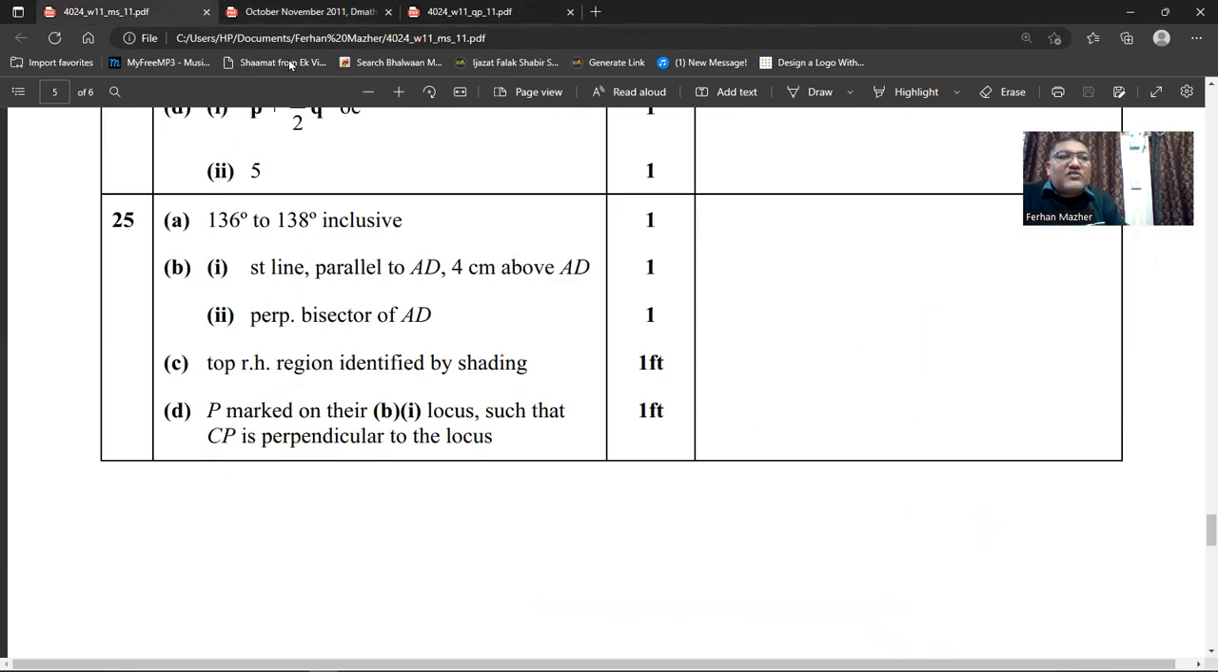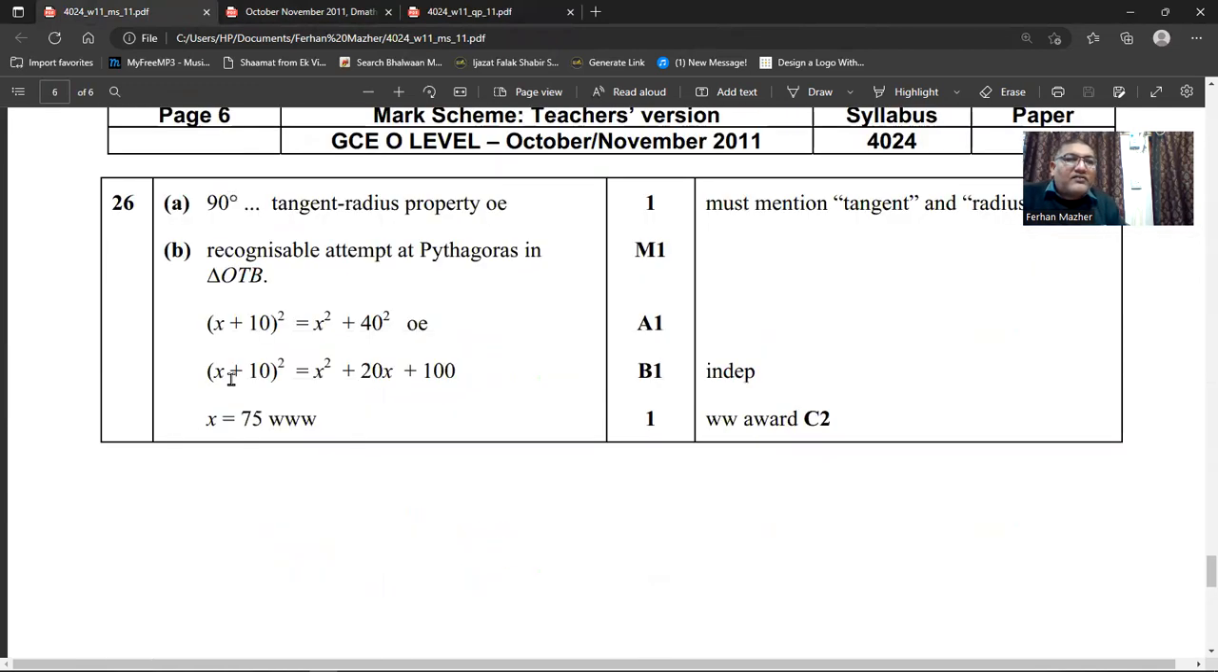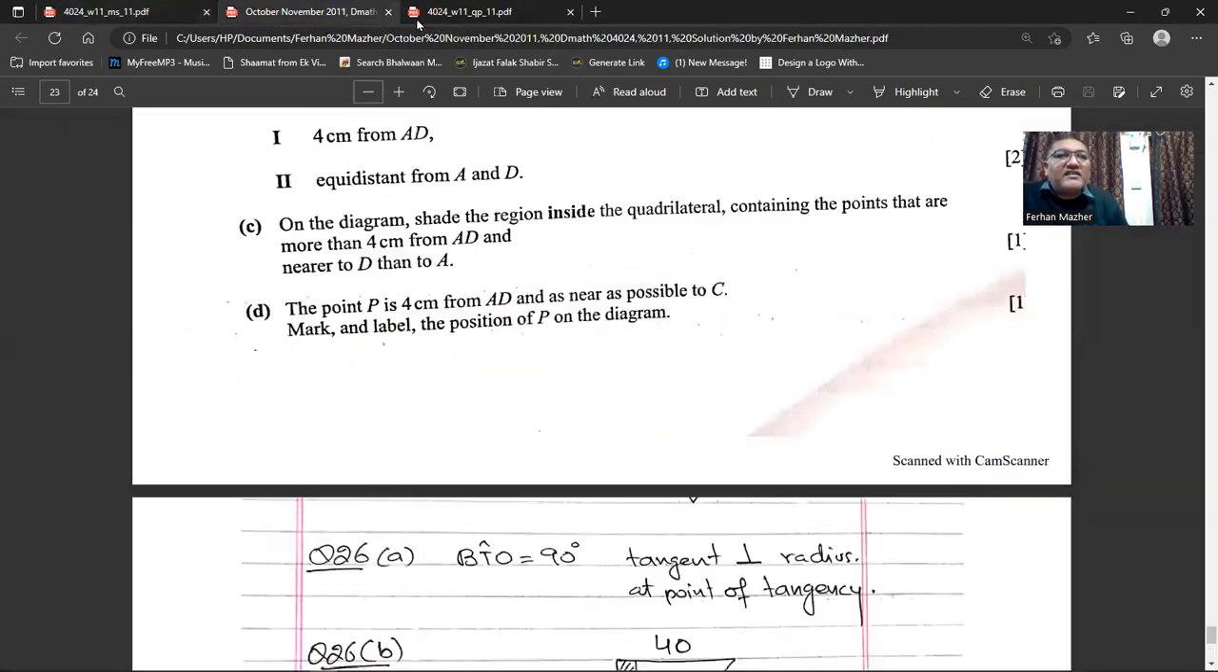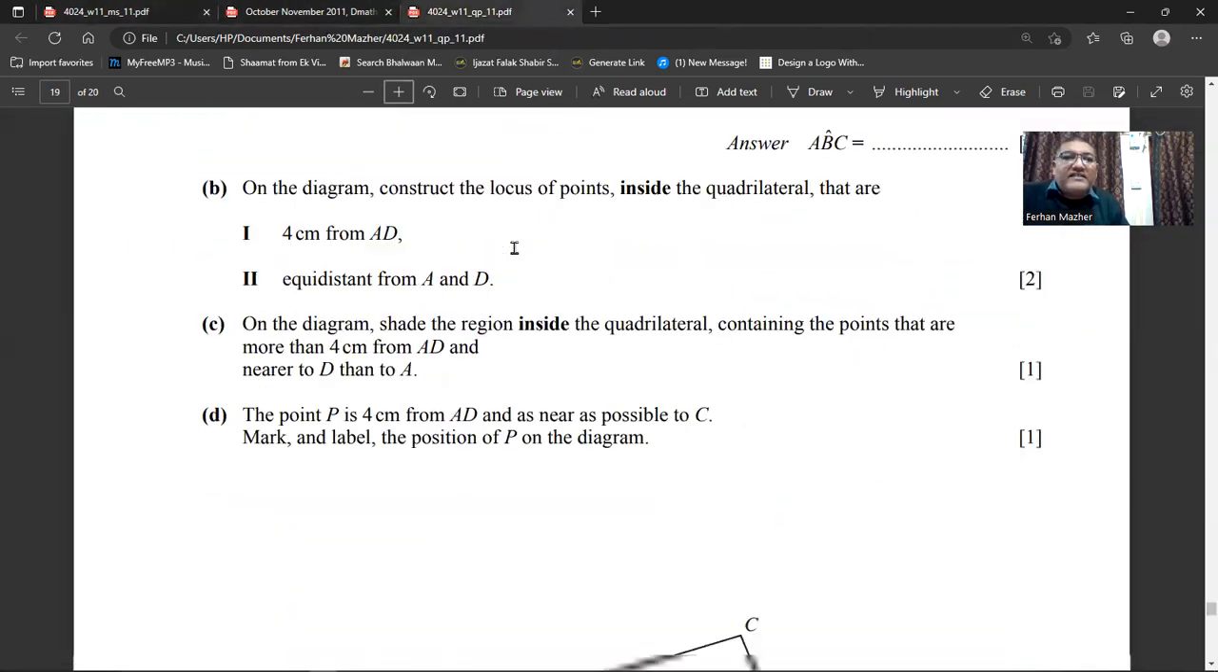Okay, so that is question number 25. That's the marking scheme. Now we are going to the next question. The next question coming up on your screen is question number 26.